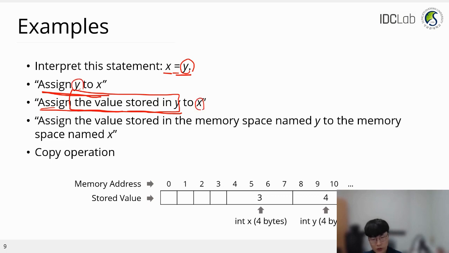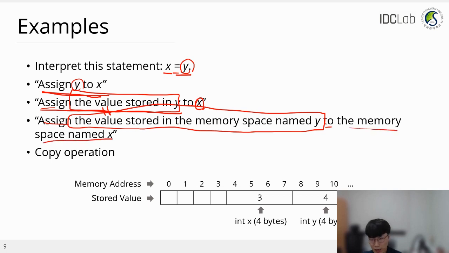And we can also interpret it more concretely like this: assign the value stored in the memory space named y, right? They are equivalent. And to the memory space named x. So this is the interpretation of the x part. We have 4 in y, and we access the value stored in the memory space named y. So we read this 4 and we assign it to the memory space named x. So this becomes 4. So basically this is a copy operation.